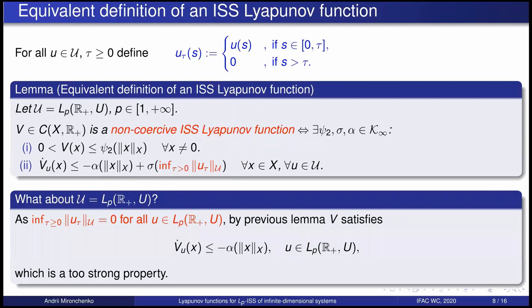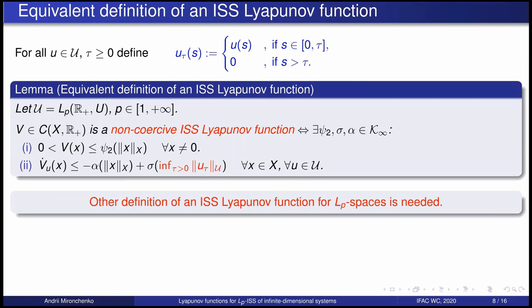Now see what happens. For any integrable input U from the LP space, so P is finite, it is important, this infimum is equal to zero. And thus, by the previous lemma, every ISS Lyapunov function has to satisfy such a dissipative inequality. The Lyapunov function has to decay for any input U, and it decays to zero. So this is a very strong property. It is not what we expect from the ISS Lyapunov function.